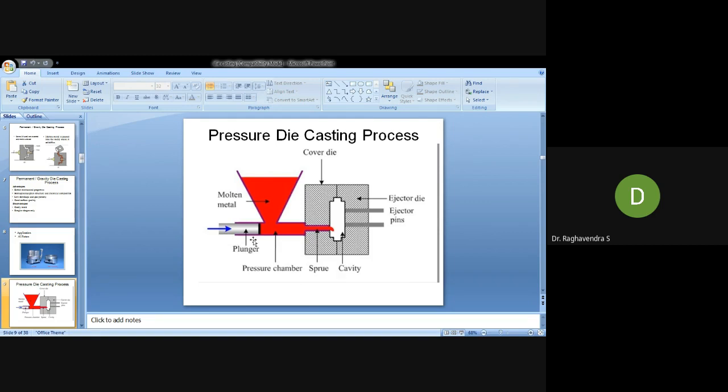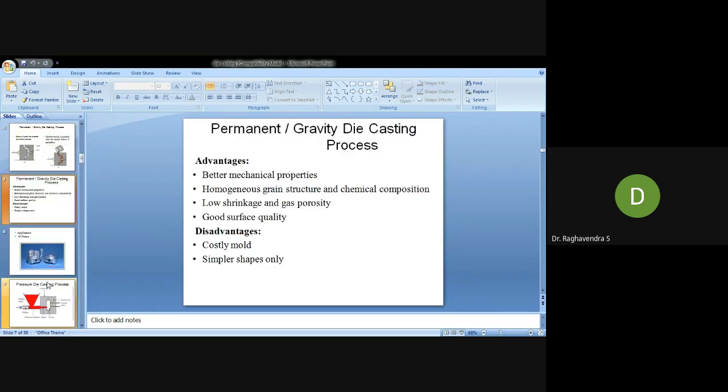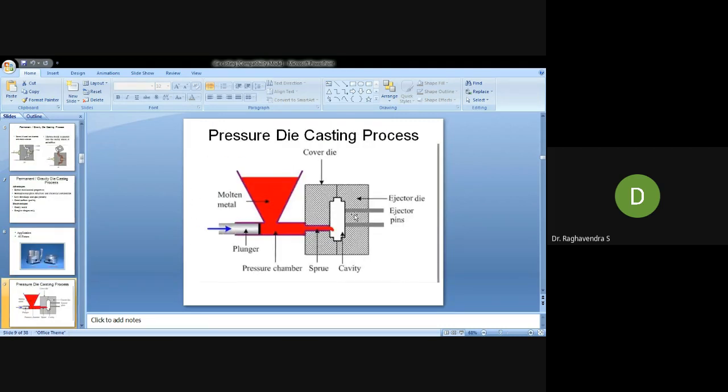Pressure die casting means external pressure acts to push the molten metal into the cavities or dies. This is the only difference. Whereas here, can you see this? We are only pouring from the top, and because of gravity it will flow inside the dies. Whereas here, because of pressure, it is filled. Hope you got the point.